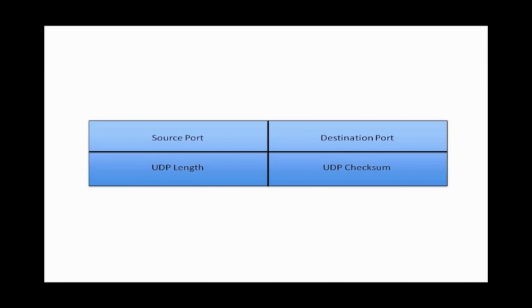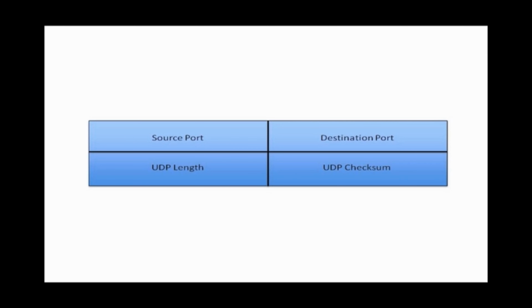Here's the size of a UDP header. We still have source and destination port numbers. We've got an optional UDP checksum for error correction, but notice there's no acknowledgement. There's no windowing going on here. There's another field that says what the length of the segment is, but that's about it. It's a pretty stripped down header.